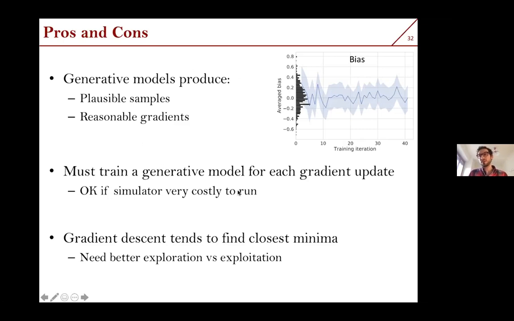But unfortunately, one of the cons here is we have to basically train a generative model at each gradient update step. And we can kind of use simulations from previous steps, but it still tends to be relatively costly in terms of generation time or training time for generators.